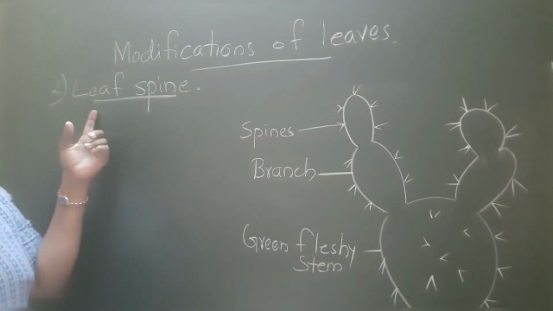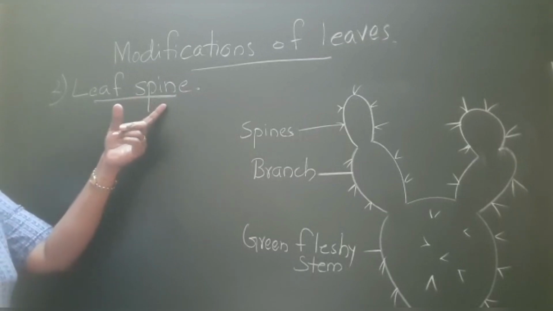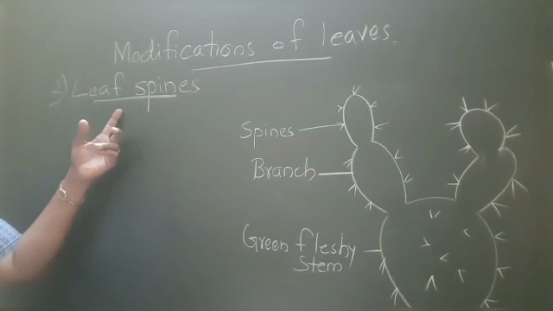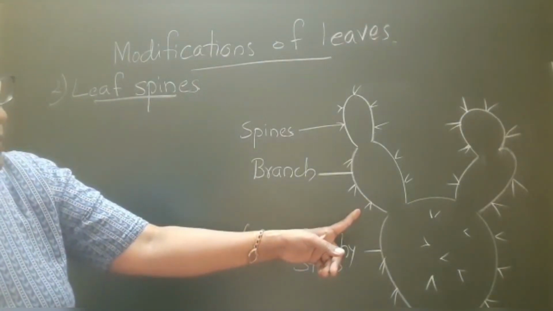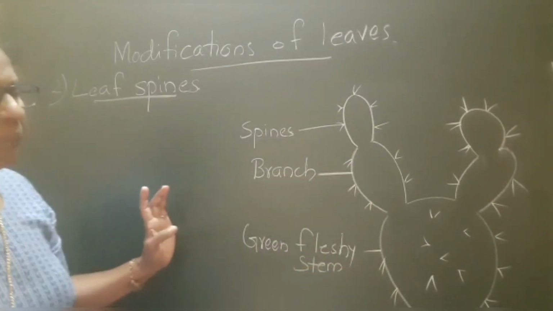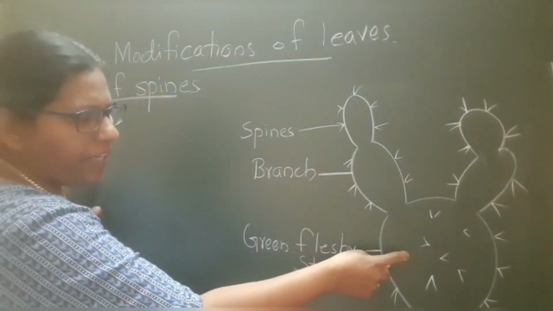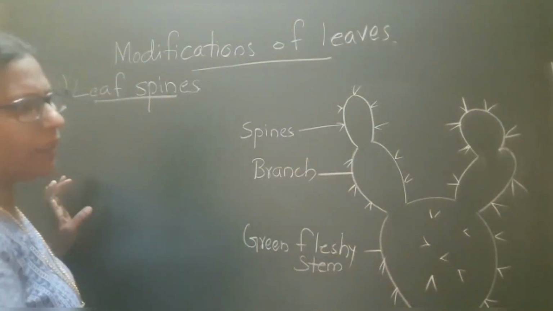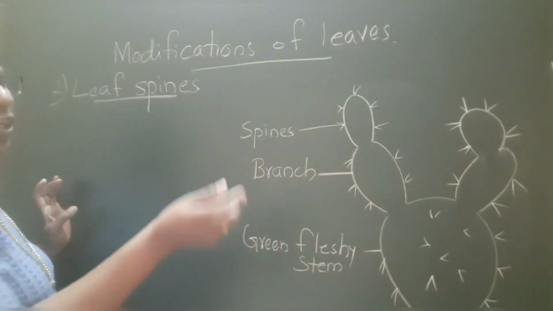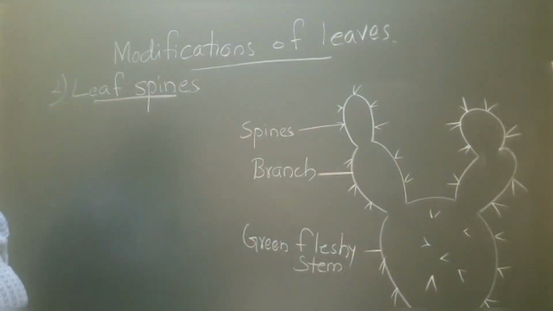The second modification of leaf is leaf spines. Leaf spines. Can you see this? This is a cactus plant. This plant has a green fleshy stem. This is the stem of the plant, and it has branches, and its leaves are modified into spines. They are very hard and pointed.